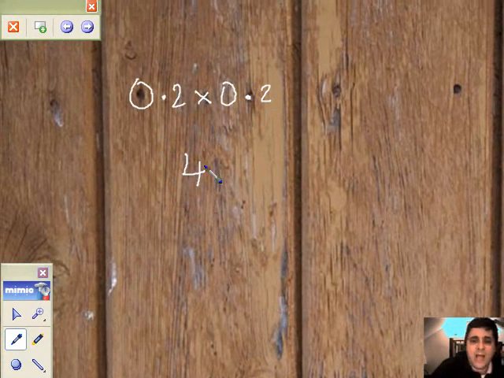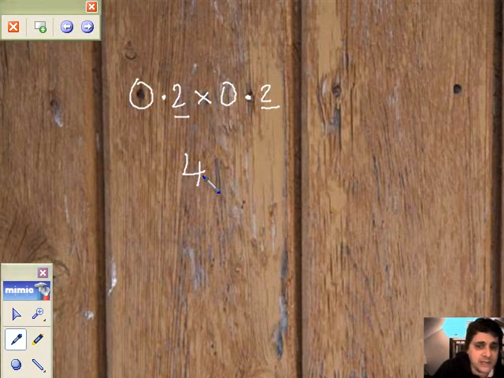right there. And we have one figure, 2 figures after the decimal places. Therefore, we go back once, twice, and then put the spot there. Answer 0.2.